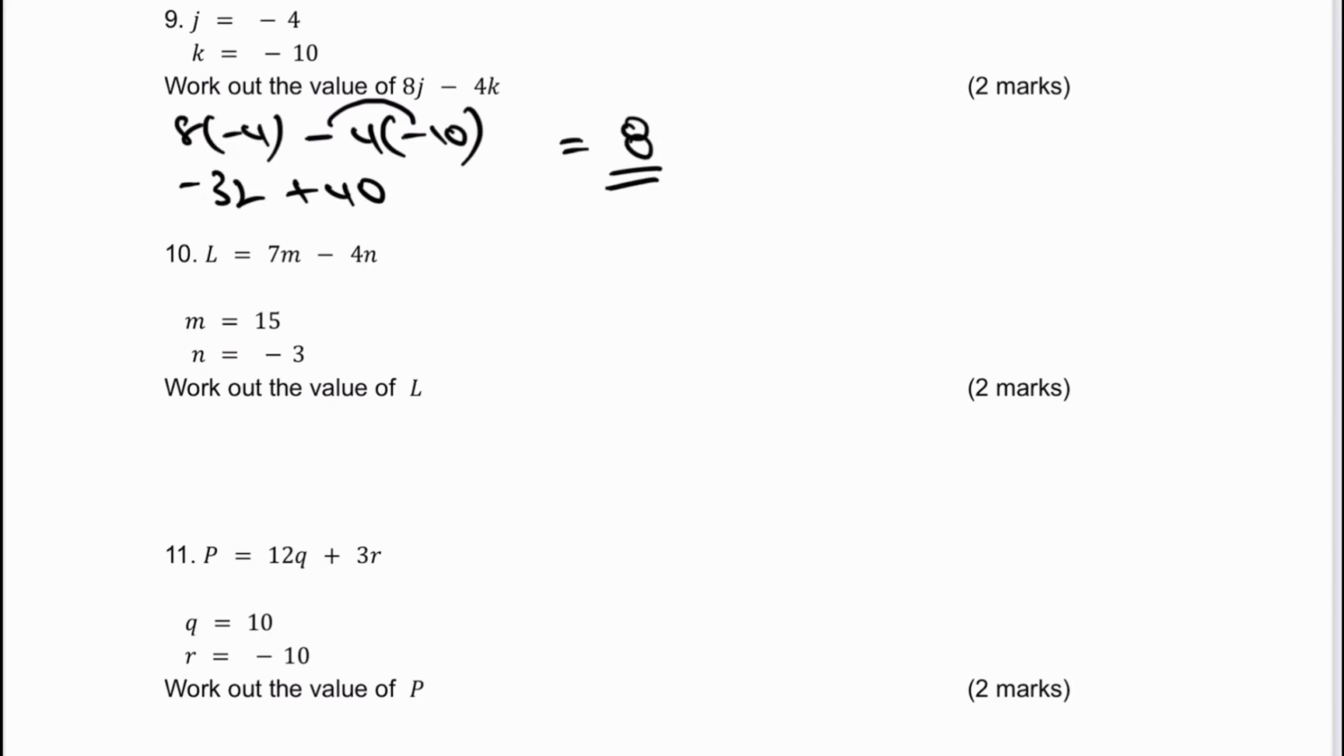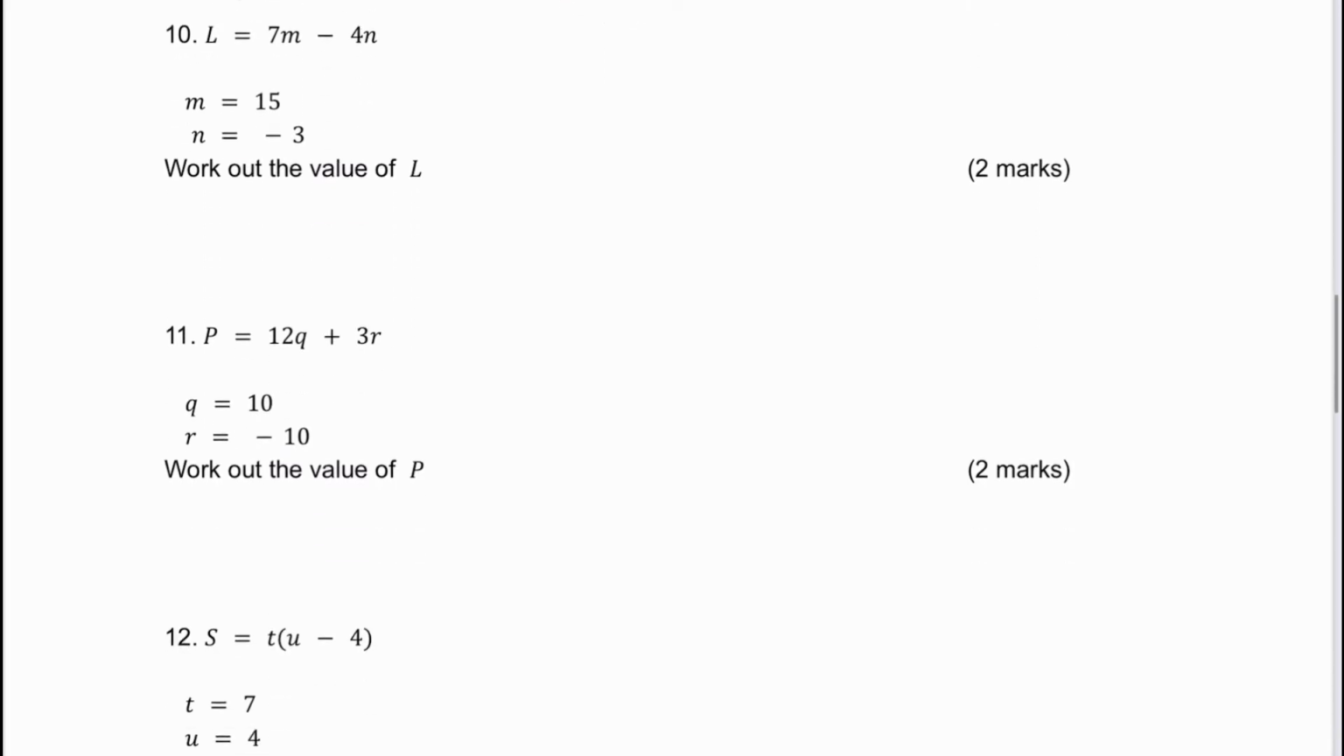Okay, let's move on then to question number 10. So again, same principle, and this time I'm going to say L equals 7 times 15, and that's going to be minus 4 times minus 3. So all I'm doing is directly substituting the values of m and n. So 7 times 15 is going to be 105. Now I appreciate I'm not doing these calculations actually on the screen, but as it is non-calculator, I could work that out in the margin or somewhere off to one side.